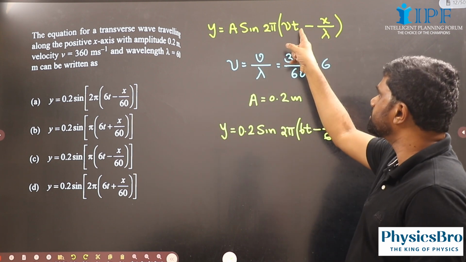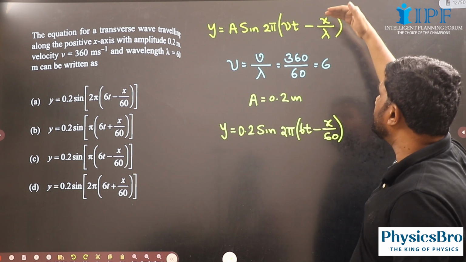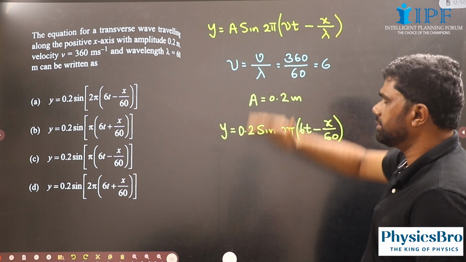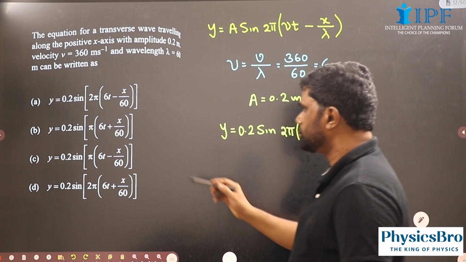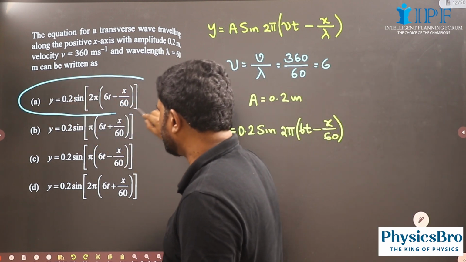So here it must be 6t, and here it must be x by 60, lambda. So 6t minus x by 60. So this must be the correct option.